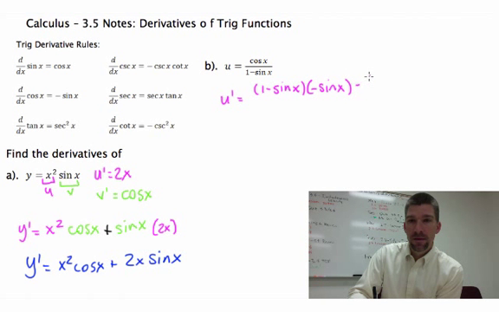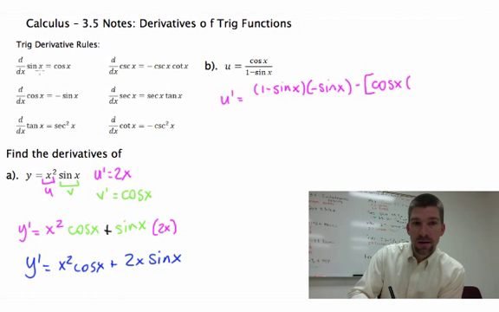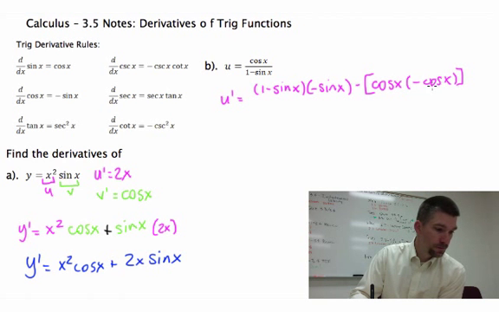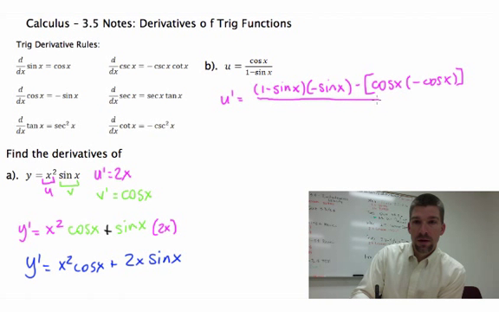Minus high d low, well, derivative of 1 is 0. Derivative of sine is cosine. So negative cosine x, all over 1 minus sine x squared.